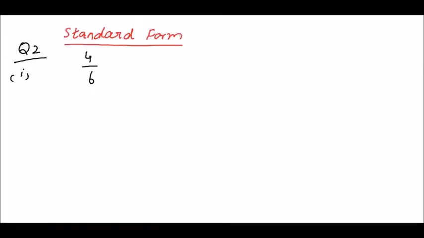Now, as I have told you that there are two steps. First of all, see the sign in the denominator. It is already positive, so the sign is in standard form. Now we will divide both the numerator and denominator by 2, and we will get 2/3.